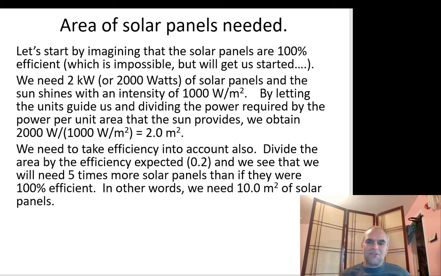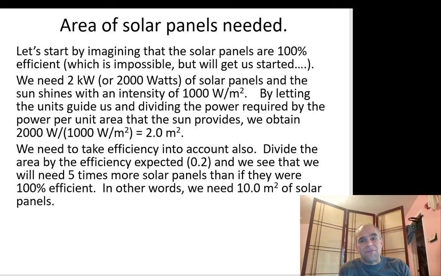So I like to start by assuming the solar panels are 100% efficient, which they're not. So if they were 100% efficient and the sun is shining on them with 1,000 watts per square meter, then with 2 square meters of solar panels, we would get the amount of power needed from those solar panels in order to provide the energy we need over the 8-hour period that the sun is shining. So that would be 2 square meters.